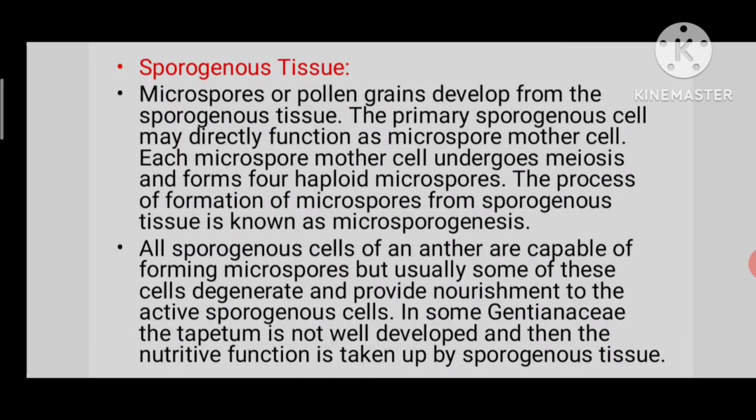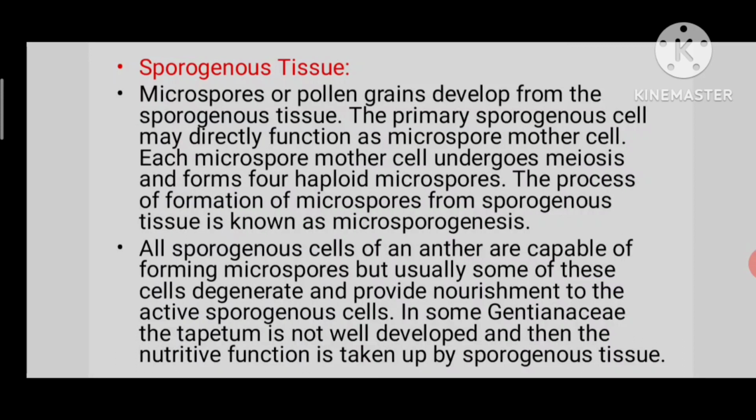Sporogenous tissue. Microspores or pollen grains develop from the sporogenous tissue. The primary sporogenous cell may directly function as microspore mother cell. Each microspore mother cell undergoes meiosis and forms 4 haploid microspores. The process of formation of microspores from sporogenous tissue is known as microsporogenesis.